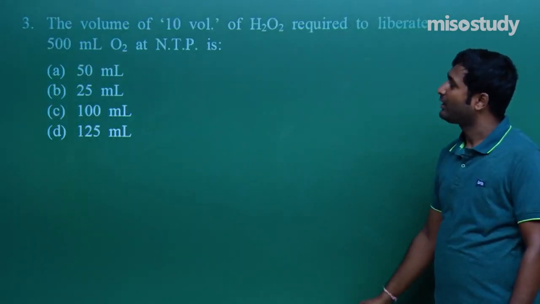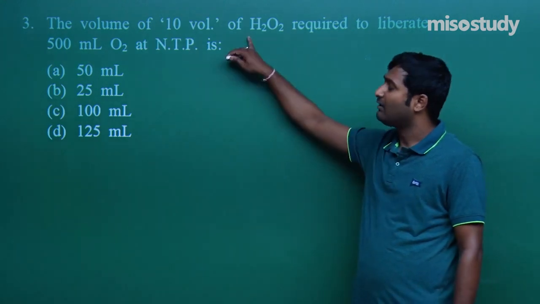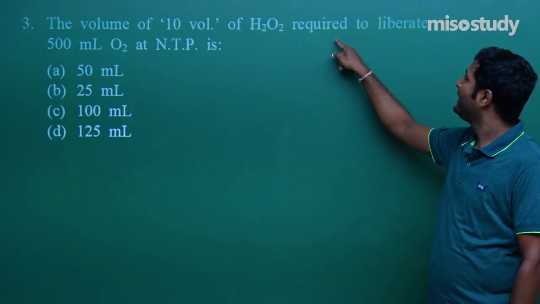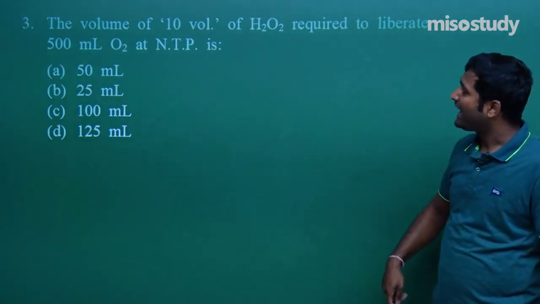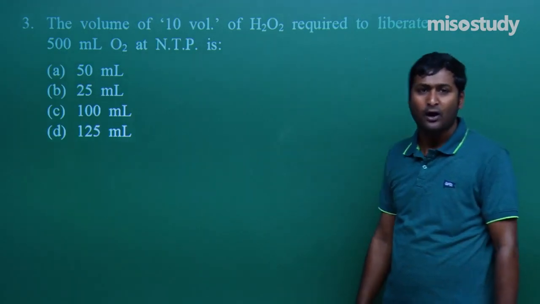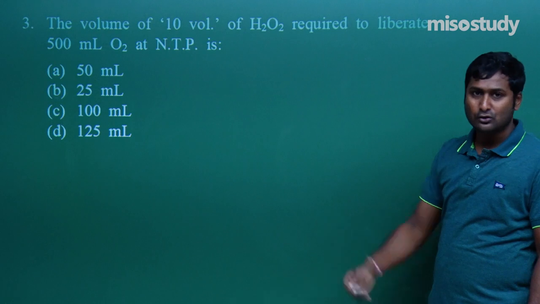Now look at this, it is completely calculative type. What is given here? The volume of 10 volume H2O2 required to liberate 500 ml of O2 at NTP. What is NTP? We know it is normal temperature and pressure. Now how to solve such a question?